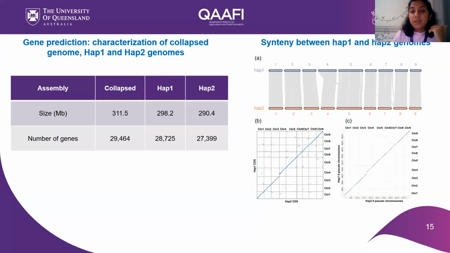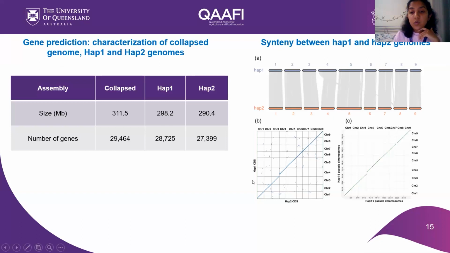So then we performed a synteny analysis between these 2 haplotypes. The figure on the right side, figure A, shows the synteny blocks between the 2 haplotypes across the 9 chromosomes. It reveals that most of the gene blocks are in synteny between the 2 haplotypes, but a few gene blocks in chromosome 4 and chromosome 7 of haplotype 1 showed synteny with chromosome 8 of haplotype 2, revealing the translocation of these genes between the 2 subgenomes.